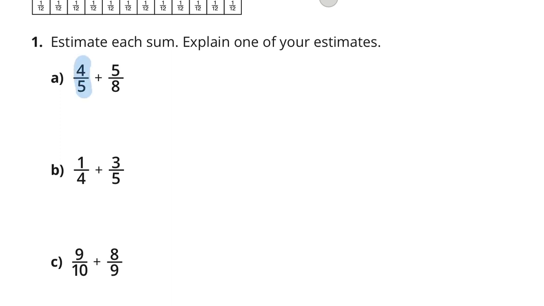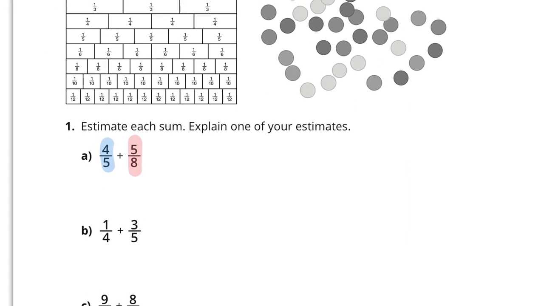First, let's look at 4/5 in blue and 5/5 in red. It's helpful if we consider our fraction strips right here that they very kindly put on this page for us. 4/5, if we look at it, is less than 1, but pretty close to 1, right? 5/5 would be 1, 4/5 a little less than 1. So I can say this. 4/5 is less than 1.